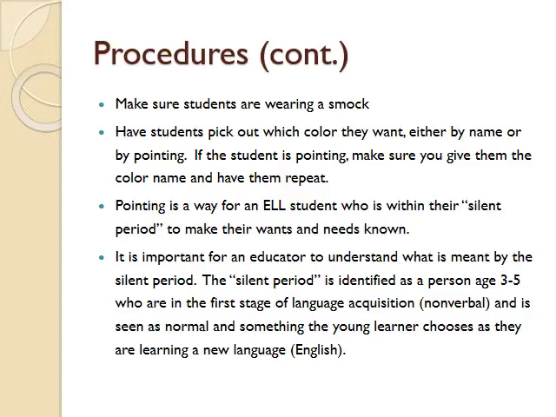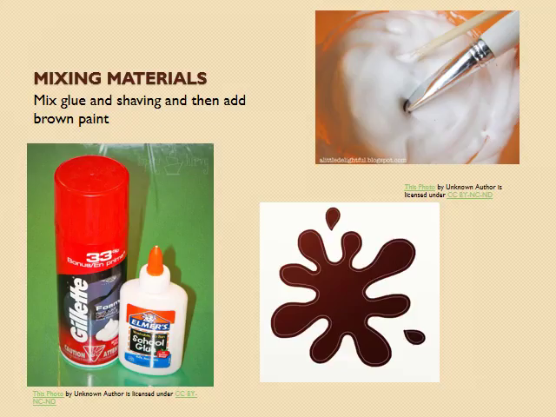And that is okay for them to do. As I've said earlier, this is considered their silent period. So we want to make sure you have your shaving cream, your glue. They're going to mix them with this, either they could use their hands or they could use a paintbrush, because some children don't like to get messy. So using a paintbrush is fine.